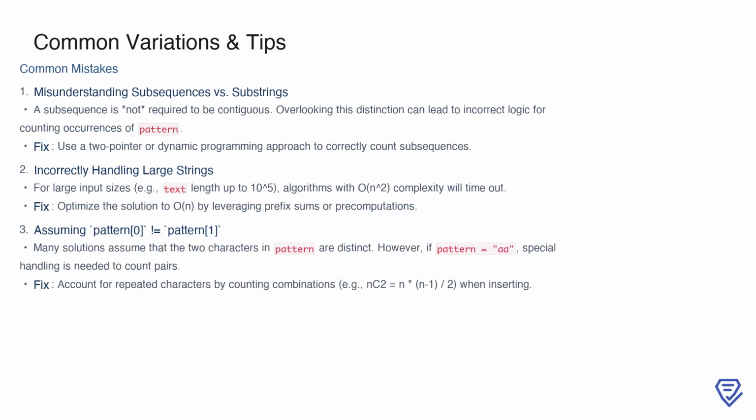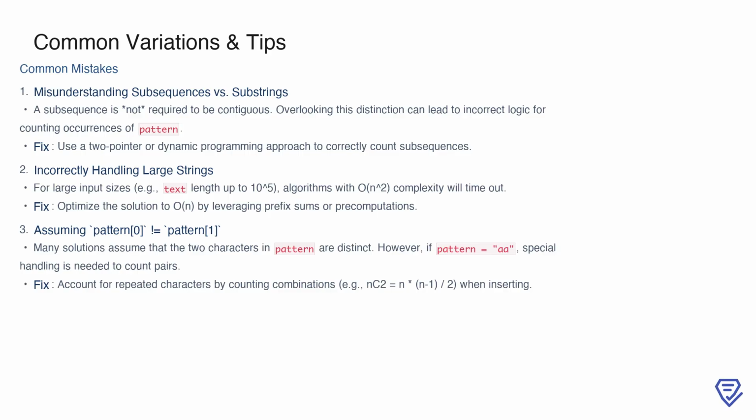When solving this problem, there are a few common mistakes to watch out for. First, it's important to understand the difference between subsequences and substrings. A subsequence does not need to be contiguous, which means you can skip over characters in the string while maintaining order. Misunderstanding this can lead to logic errors when counting occurrences of the pattern. To avoid this, a two-pointer approach or dynamic programming is often reliable for handling subsequences correctly.